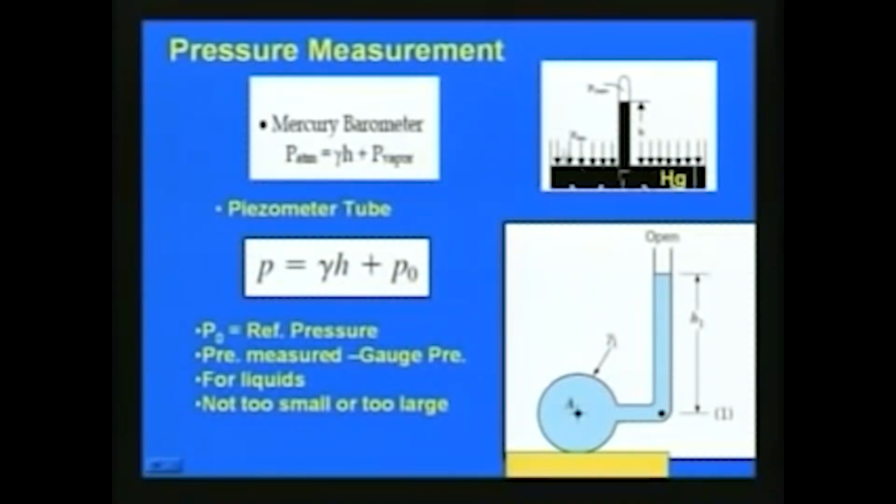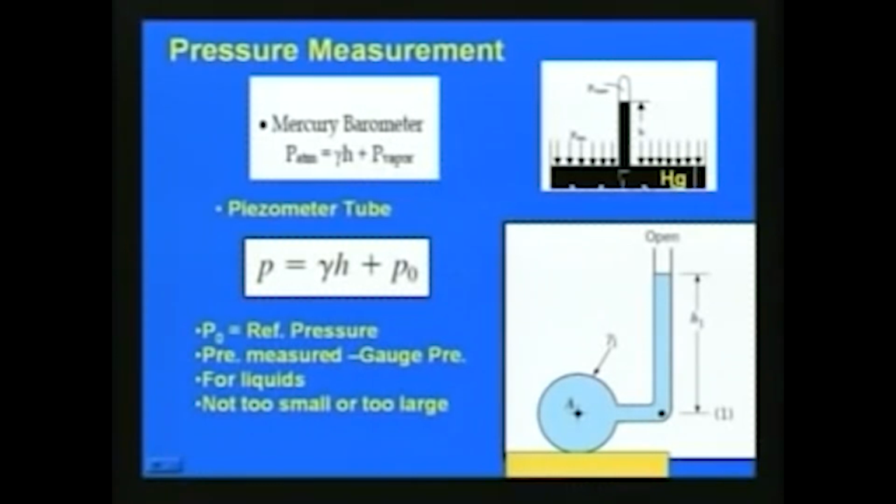So, here on a small basin the mercury is placed, and then a small tube you can see. Using this mercury barometer, the atmospheric pressure is measured as the specific weight gamma multiplied by this height h, gamma h, plus any vapor pressure. That gives the atmospheric pressure using a mercury barometer. So, this is the way we will generally measure the atmospheric pressure.